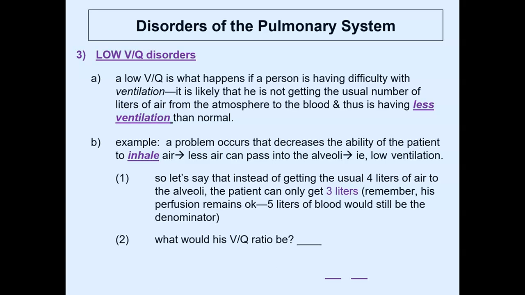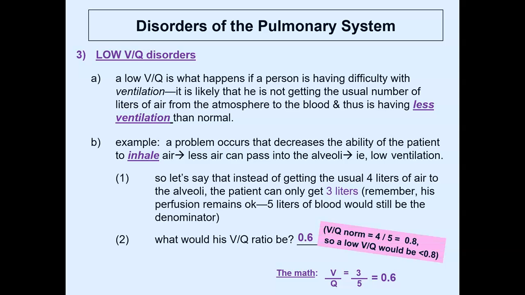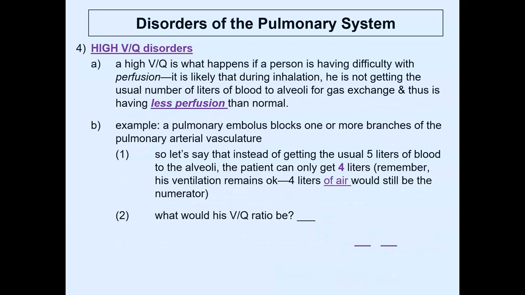So then when you put that out on a mathematical equation, we see that if they can only bring in 3 liters of air, but they have the normal amount of blood zooming through the lungs at 5 liters, this is going to give us a 0.6. So the VQ ratio is now going to be less than 0.8, it's 0.6.